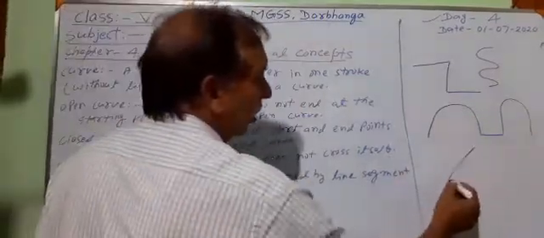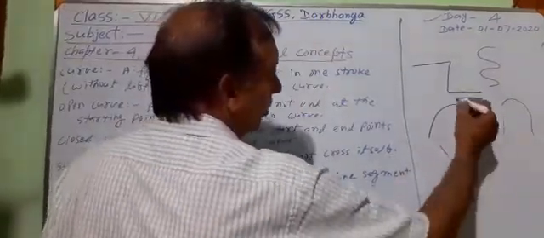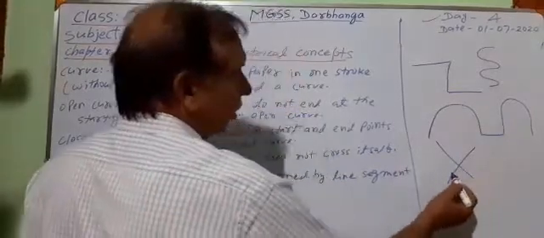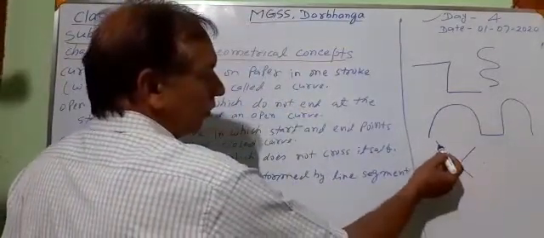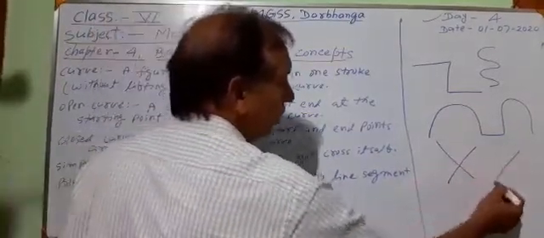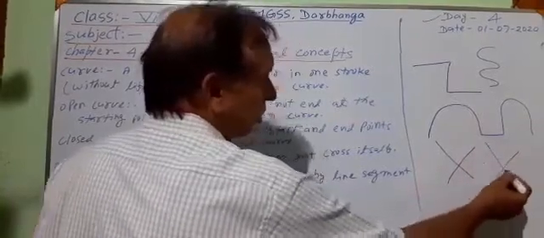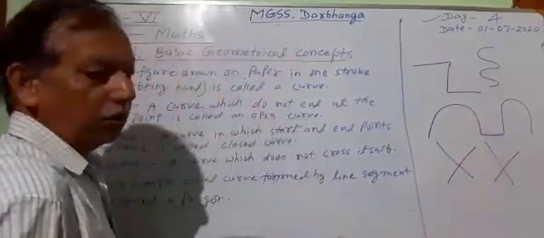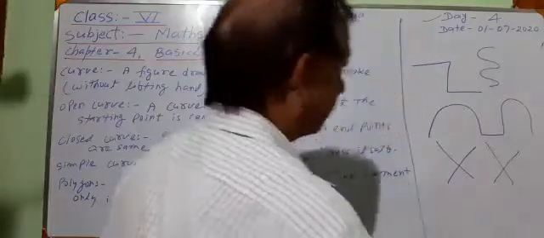But this is not an example of a curve. Why is this not a curve? Because we have drawn it in two strokes, one stroke and then another stroke. We have lifted our hand, so it is not a curve.